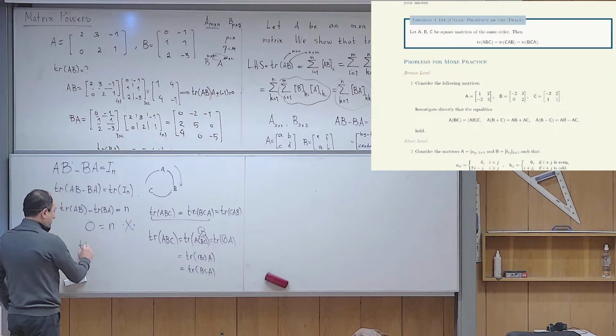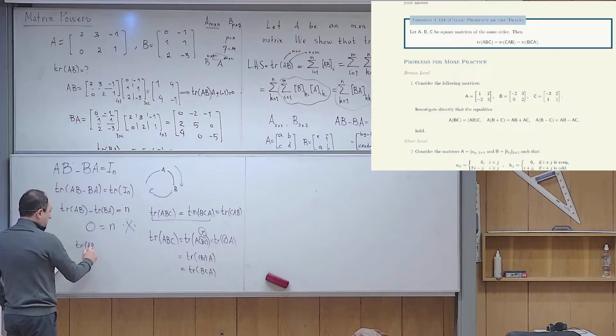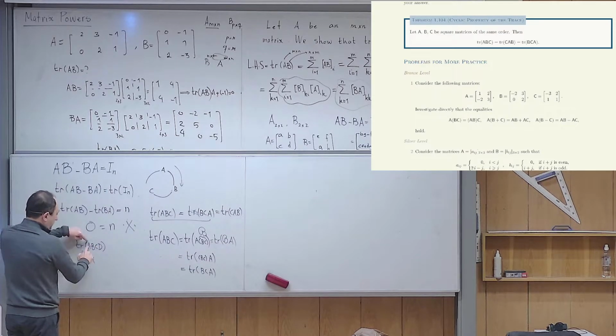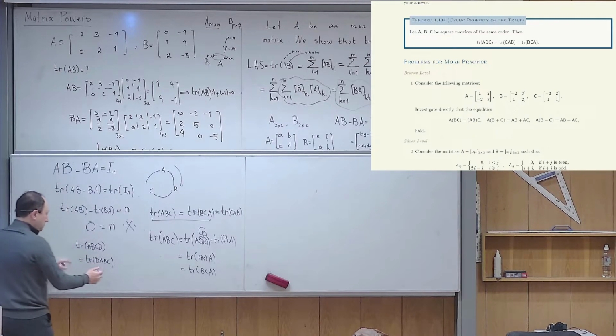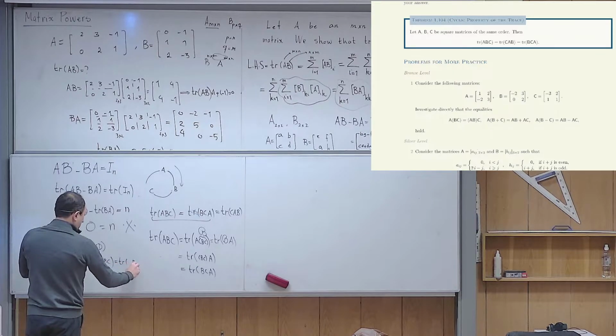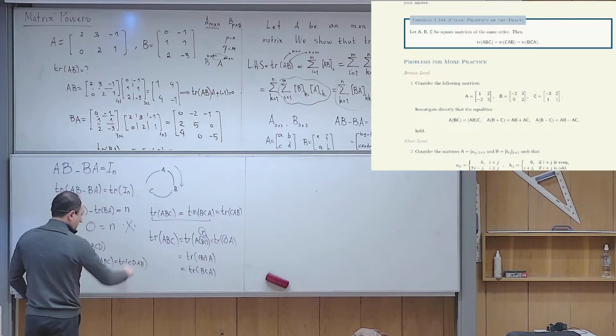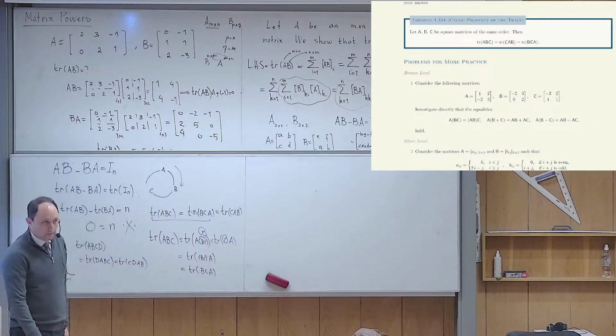For example, if I have trace of A, B, C, D, I can write it as trace of move A to the second position, B to the third position, C to the fourth position, and D to the first position. That's true. And then you can do it, for example, once more. You can move this to the second position, A here, so A, B, and this one. So A, B, C, D. So these are all the same if you do it in a cyclic way. Is that clear?